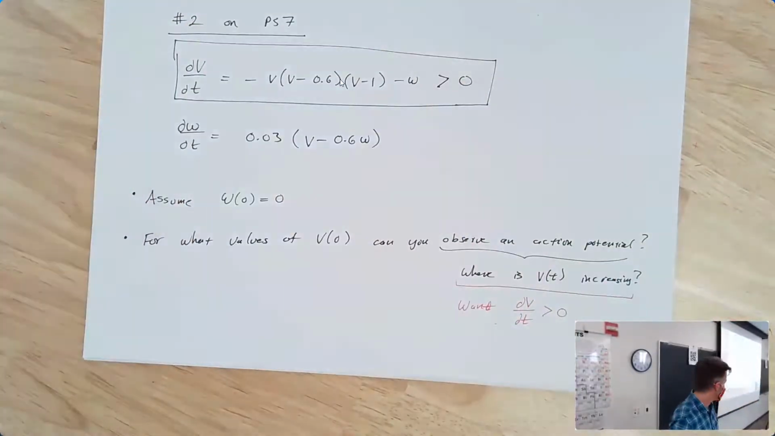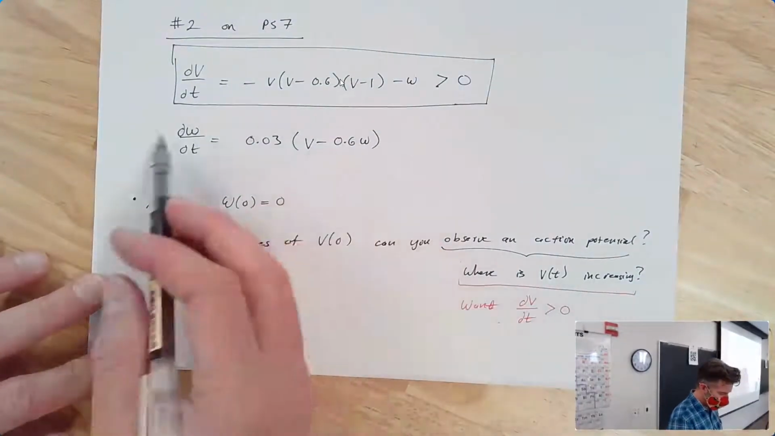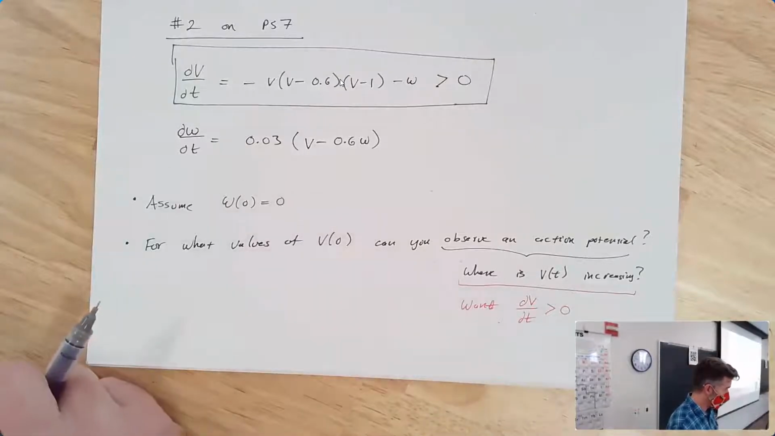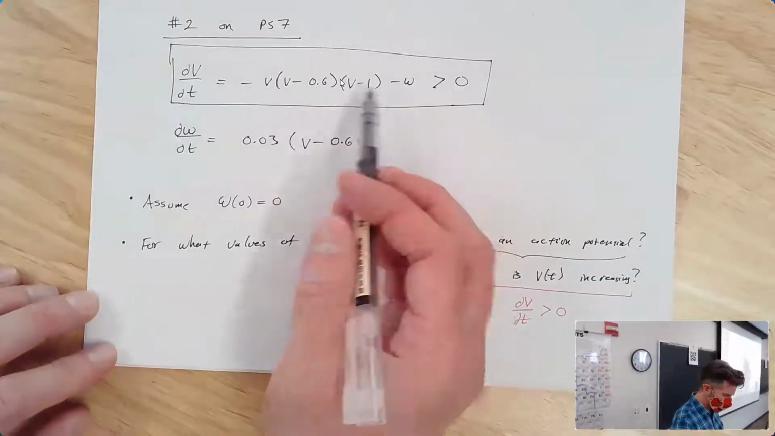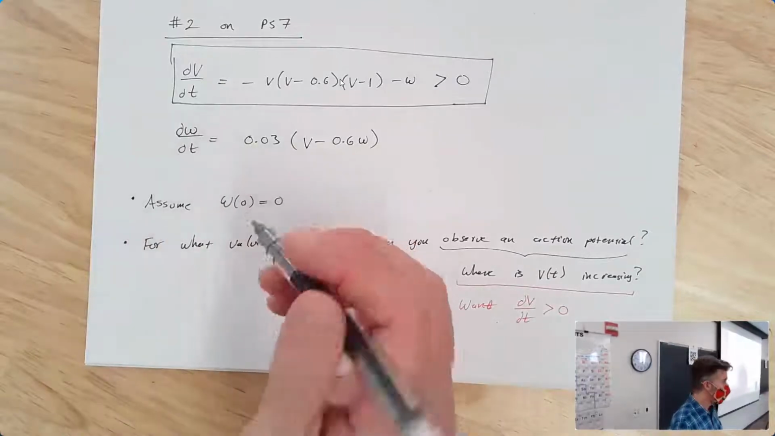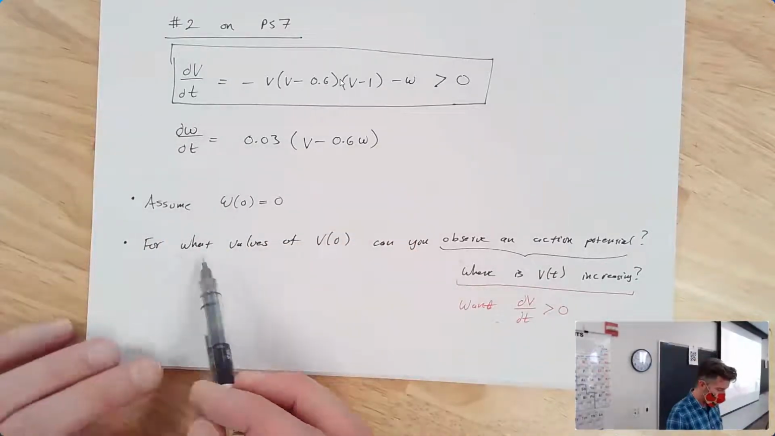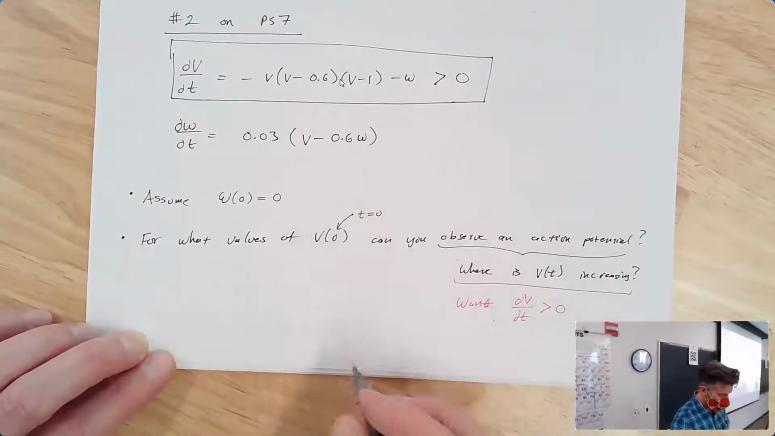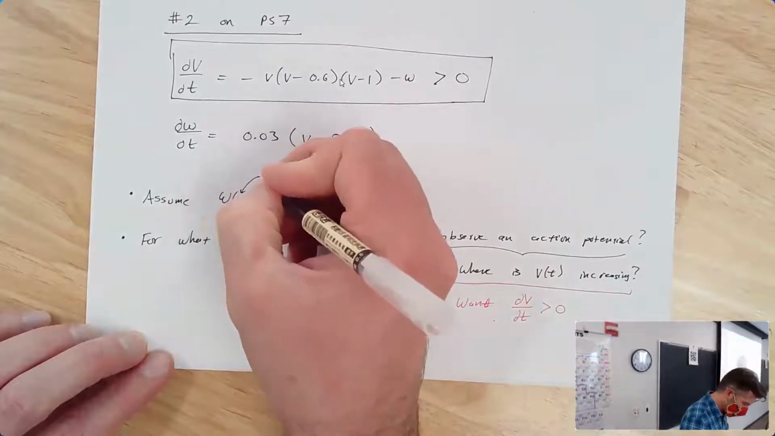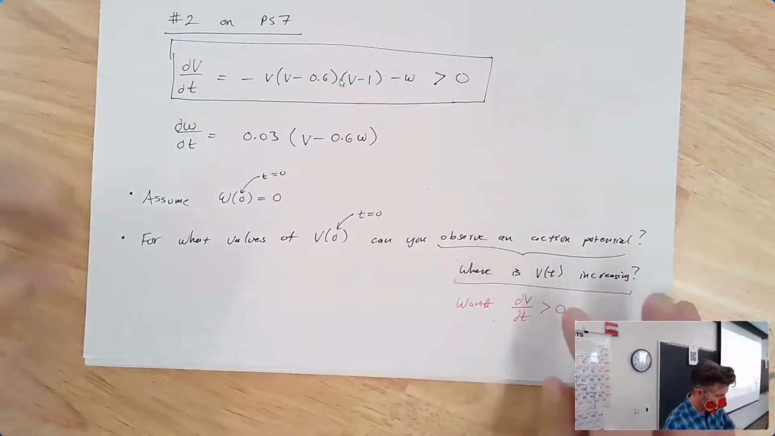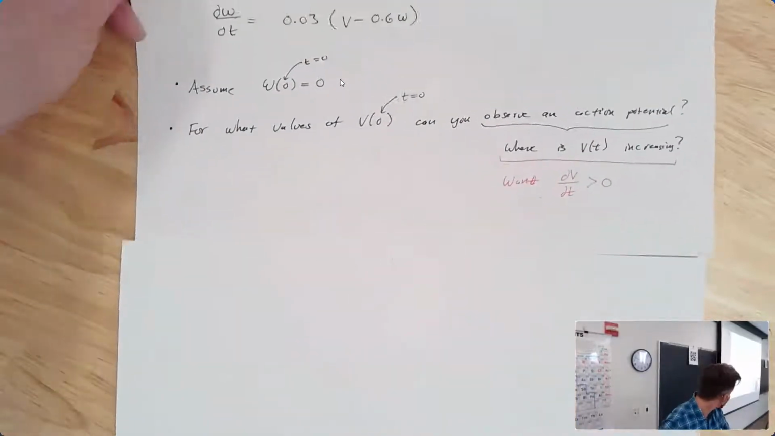In fact, as far as I'm concerned in this problem, this second differential equation is useless, right? We don't need this at all to answer the question that's being asked. So we want this to be greater than 0. There's a w there. But we're being told what w at time equal to 0 is, so the important thing is here, right? We're being asked for what values of v at time equal to 0. And we're also being told that w at time equal to 0 is 0. So it kind of saves us, right?